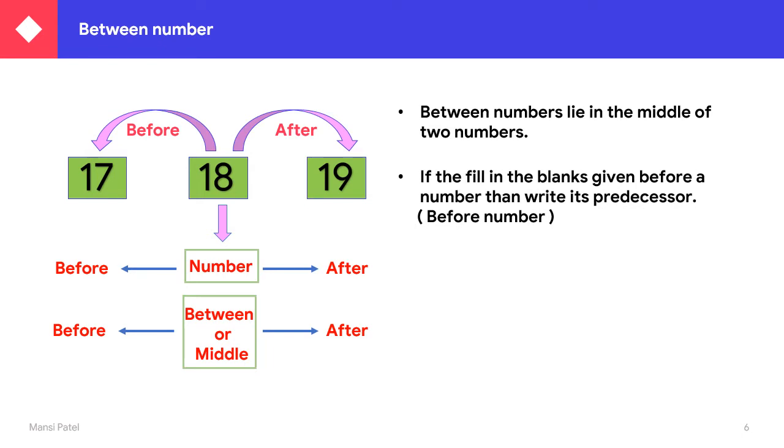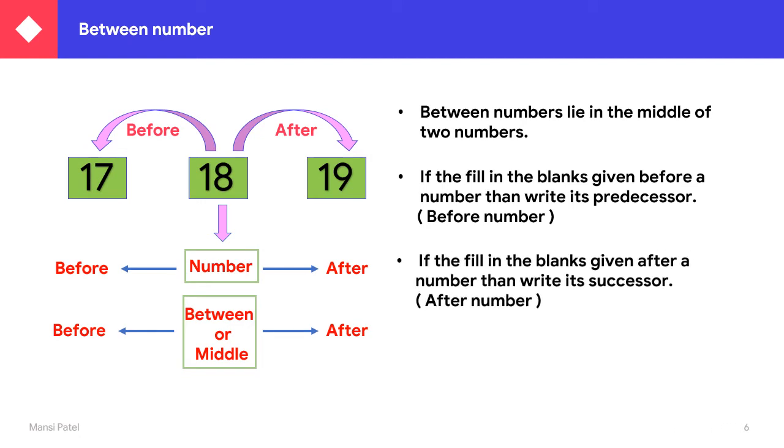If a fill in the blanks is given before a number, then write its predecessor. Means what? Suppose 18 is your number, and before 18 they give you a fill in the blanks. Then you have to write down its predecessor. If a fill in the blanks is given after the number, means here 18 is your number, and after this 18 they give you a fill in the blanks, then in that blank you have to write down its successor, means you have to write down the after number.